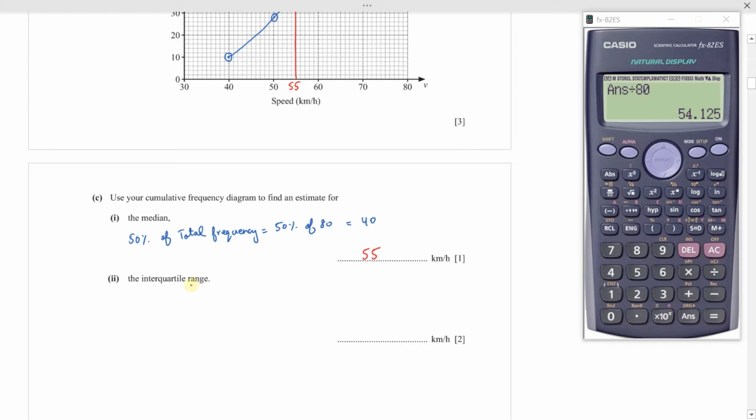The next part is we need to find the interquartile range. So to find the interquartile range, I first need to find the 25th percentile of total frequency. So this will be 25 over 100, which is 25% of 80. So 0.25 into 80 will be 20. So this will give me the lower quartile value. I will read the speed when cumulative frequency is 20.